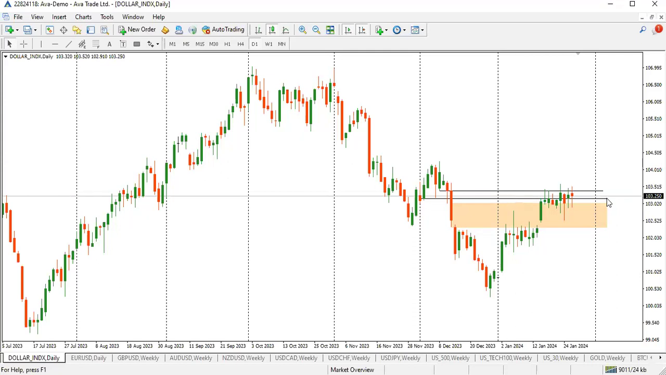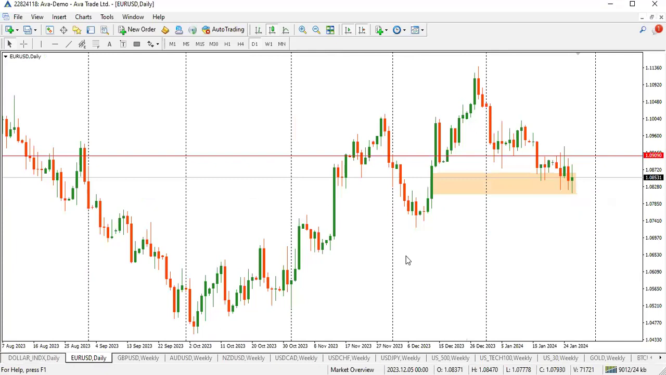For now, if you're a swing trader, you need to pause because the market is not trending right now. Okay, so that's about that. Let's go to the Fiber, the EUR/USD.